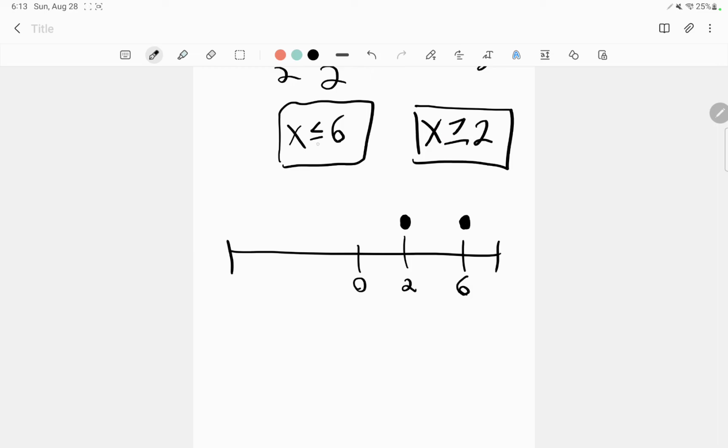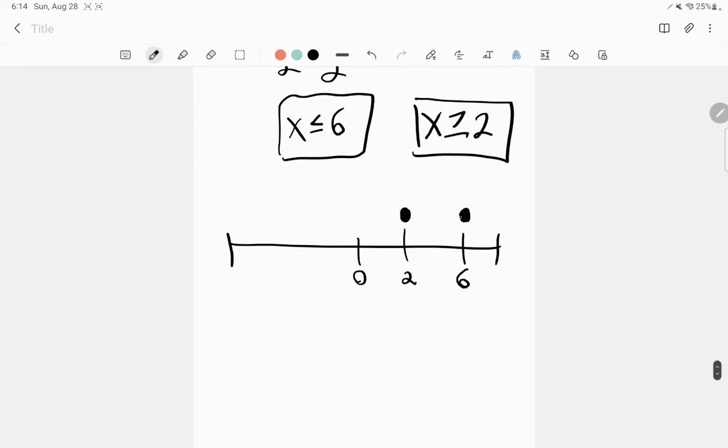Now, I'm going to look at the first one that says x is less than. So this guy's going to go this way. X is less than or equal to 6. Okay, and over here it says x is greater than or equal to 2. So just like the previous one, they're going to be connecting to each other, and that's it. They don't go anywhere else after they connect to each other. And that's my answer for that one.